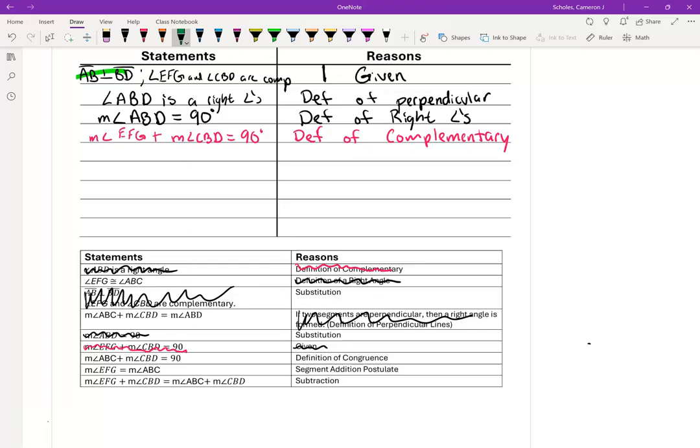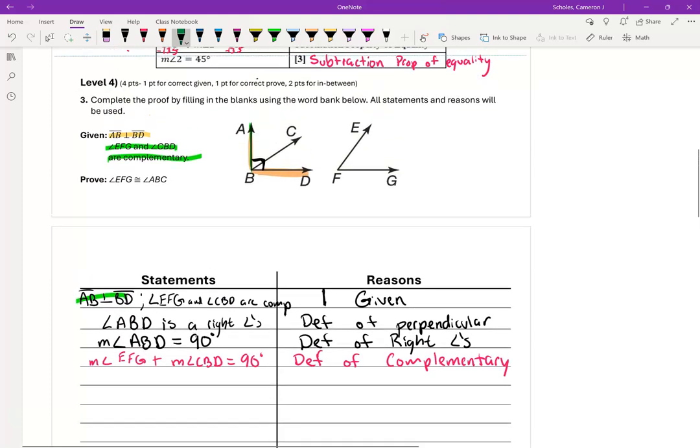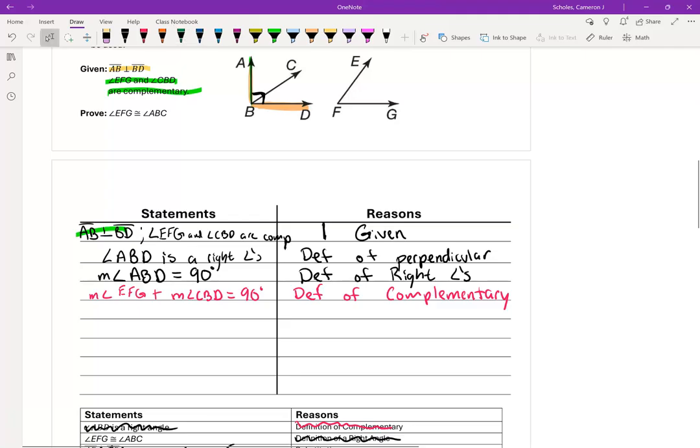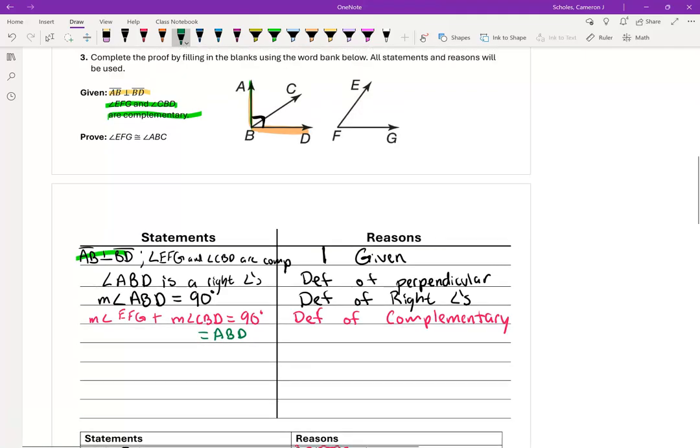Now we have nothing really to go by. We have nothing that connects to EFG or CBD. We know what ABD is. So what I would do is look back at our diagram. We only have one picture that has multiple angles in it. So what we want to do is focus on the angle. We know that whole angle ABD equals ABD. And then we would want to do a segment addition, or angle addition postulate, my bad. So again, we are going to take the two angles that are forming that right angle, aka that orange angle, and add them together.